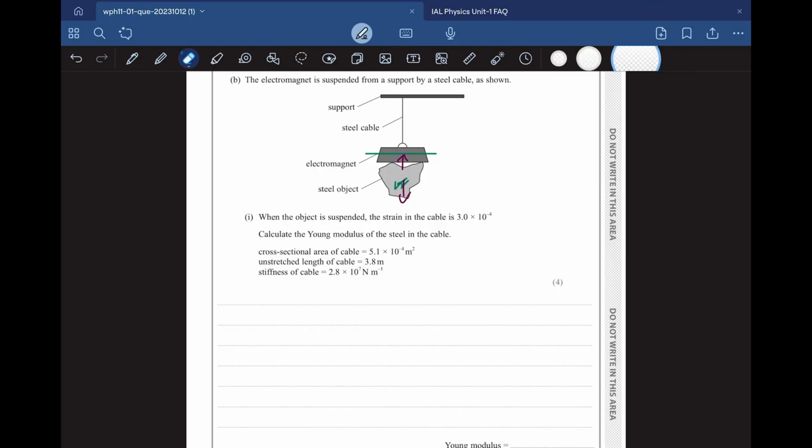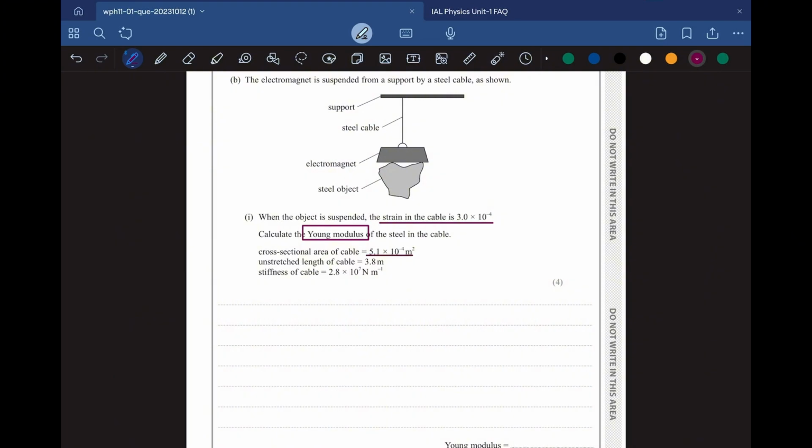Now the next question says the electromagnet is suspended from a support by a steel cable as shown. Basically there is a steel cable suspended from a support, connected with an electromagnet, and the electromagnet is connected with a steel object. Because of electromagnetism, the steel object is in contact with the electromagnet. When the object is suspended, the strain in the cable is given. They have asked us to figure out the Young modulus of the steel. They have given us the cross-sectional area, the unstretched length, that means the actual length of the cable before it was stretched, and the stiffness.